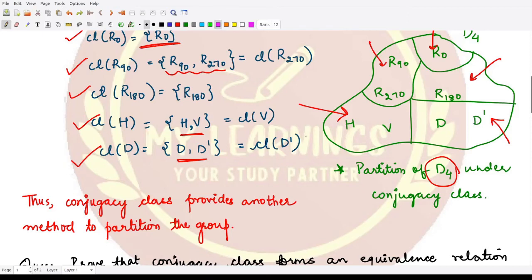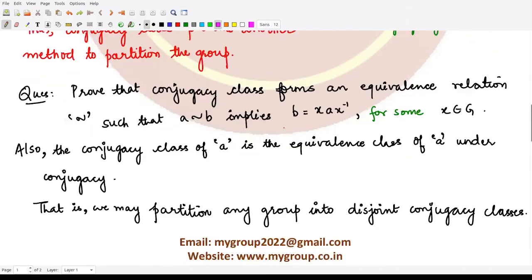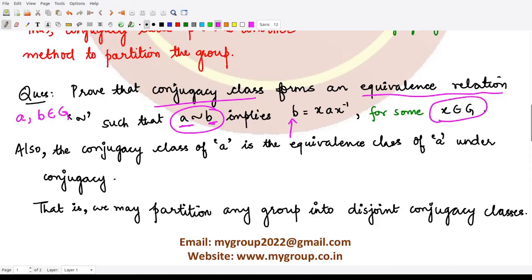In fact, we have a result which states that conjugacy is an equivalence relation. This symbol here represents the equivalence relation, and we define it by stating that if we take 2 elements A and B from our group G, then they are related to each other whenever they are conjugate to each other. Mathematically, that means whenever we can write B as x A x inverse for some x in G, then we say A is related to B, right?